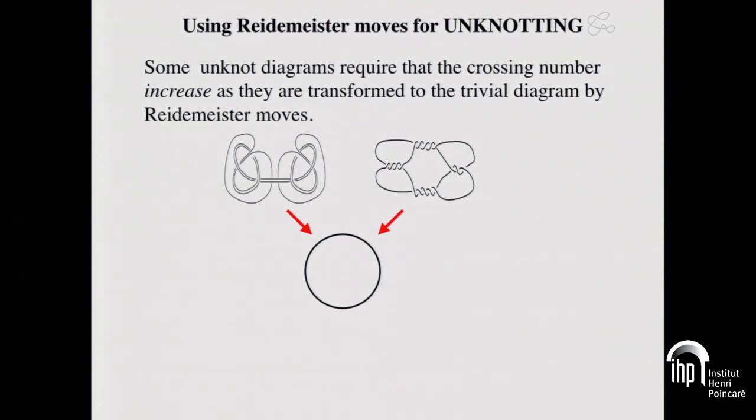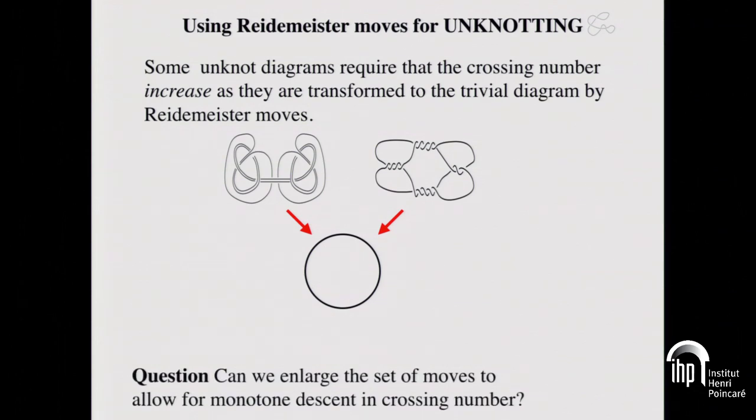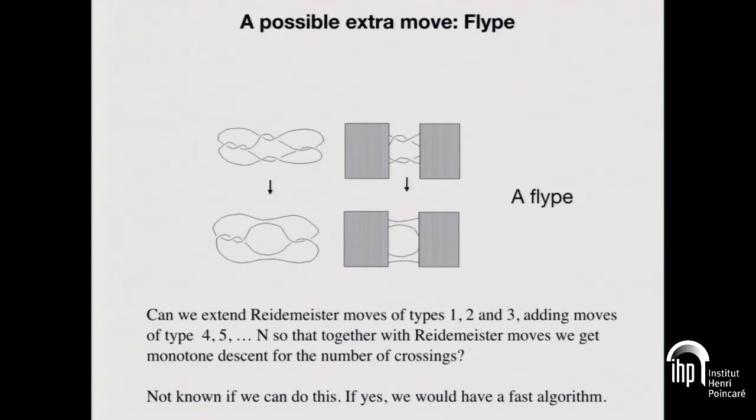So here's an approach to unknotting which people have tried and are still trying today. Why limit yourself to the three Reidemeister moves? Why don't we add some more moves? You can name it after yourself if you like, if you come up with some moves. And maybe if we enlarge the set of moves, then we can monotonically descend to the trivial picture. If we could do that, that would give a very fast algorithm. And we don't know that we cannot do this. So this is a very tempting approach, which people have looked at repeatedly.